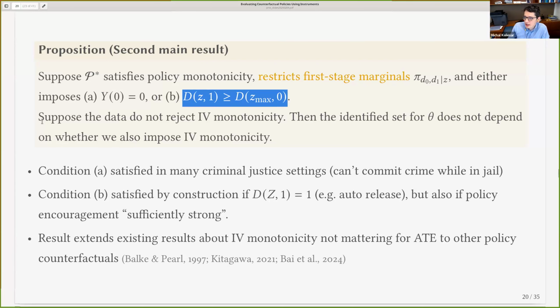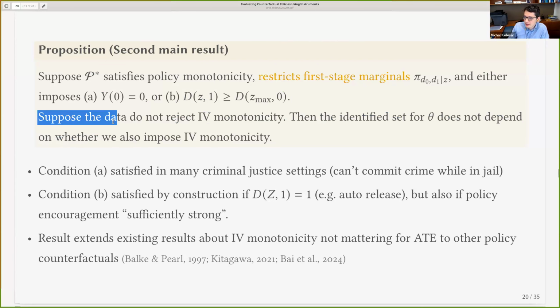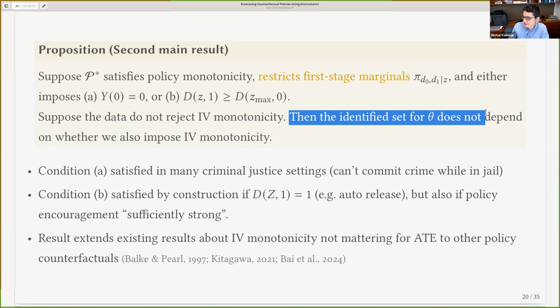And then the result still holds true, in particular, that if the data doesn't reject IV monotonicity, the identified set for theta doesn't depend on whether you impose it or not. On the other hand, if IV monotonicity is rejected, then the bounds, depending on how you construct them, are going to be either wider or empty.